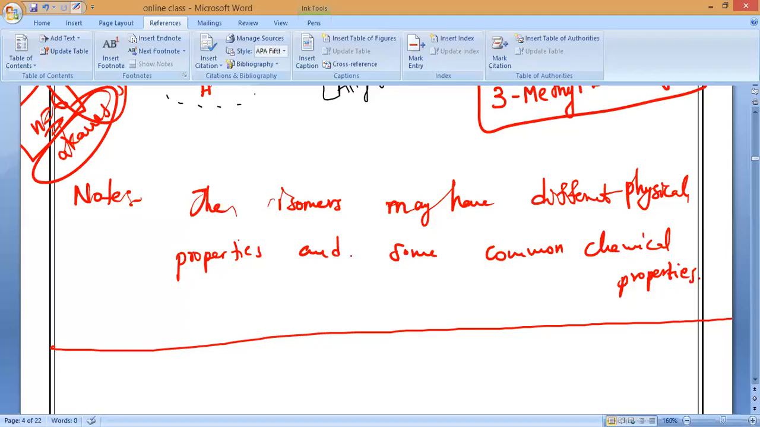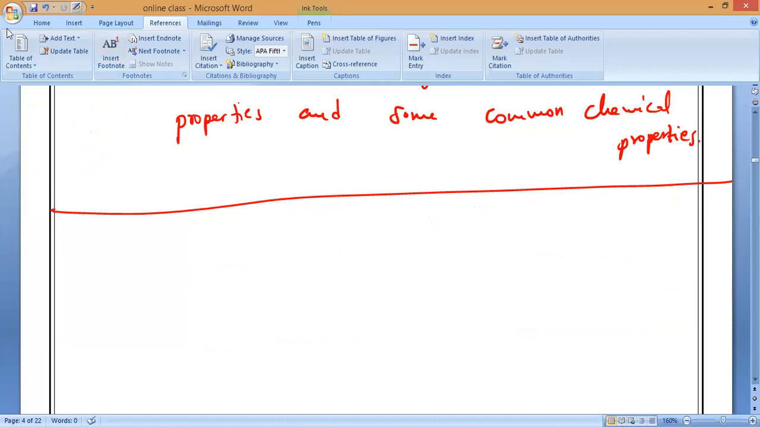All of you write homologous series. Directly I'll go to the definition. The series of organic compounds, homologous series. Keep reading. This is not a new concept. It is the easiest concept which we already studied.